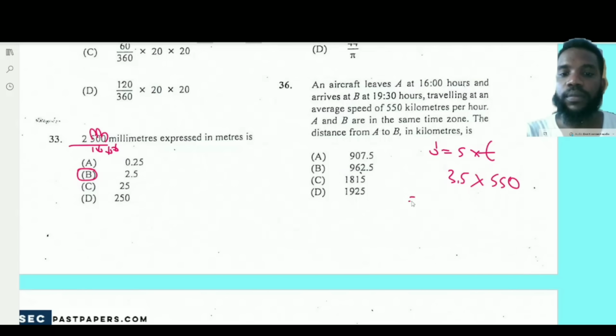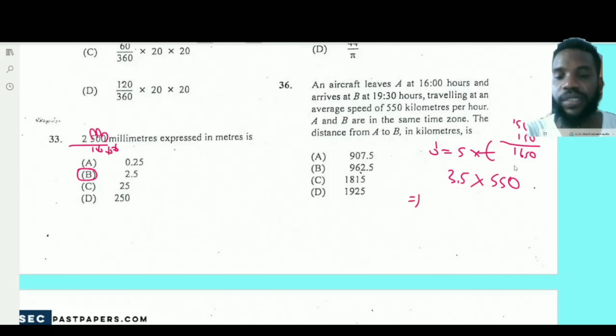Alright, now let's work this out. Here's how we can do it. 3 times 550. There are a lot of ways you can do it. 3 times 500 is going to give you 1500. 3 times 50 is 150. So if you add 150 and 1500, that's going to give you 1650. Alright, so that's where you are at this moment.